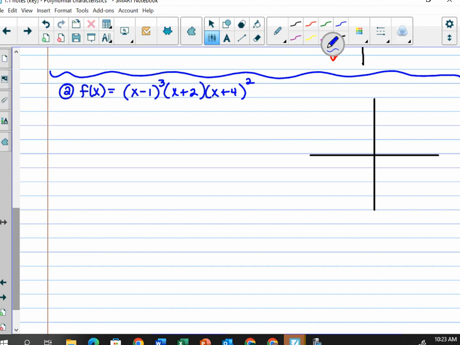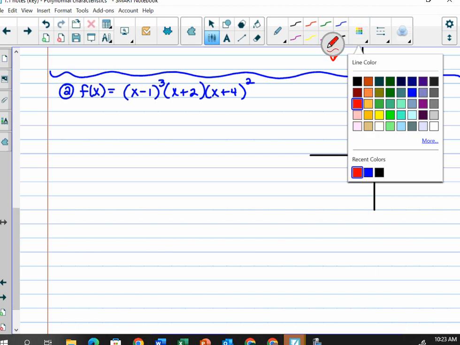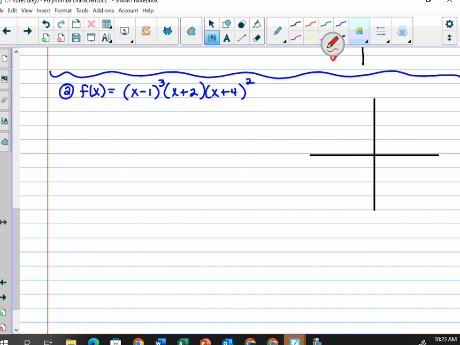Okay, so when you're graphing, there's kind of a series of pieces that we need to find, and then we can create the graph. So the first one, we need to know what is the degree of our polynomial. It's not in standard form this time, so you have to think a little more about our degree.